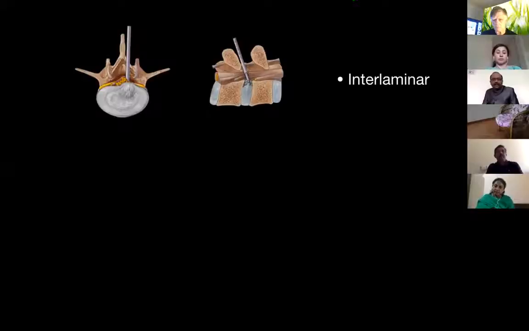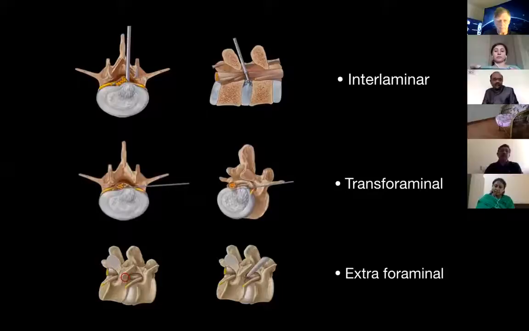We all know we go through the interlaminar route, we split the muscles, and we reach the ligamentum flavum, split it open, enter the epidural space, retract the nerve root, and reach the disc. But what I am going to talk about today is a far lateral approach where we do not disturb all these normal structures. We are going to come from a far away route, from a lateral route, and reach the disc, to the foramen or extraforaminal in case of an extraforaminal disc.